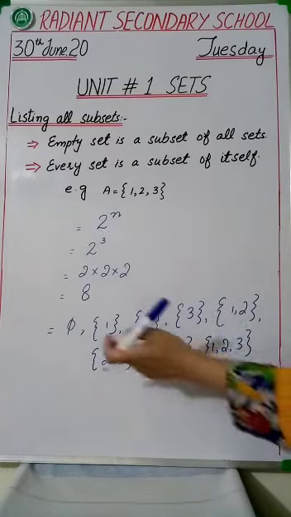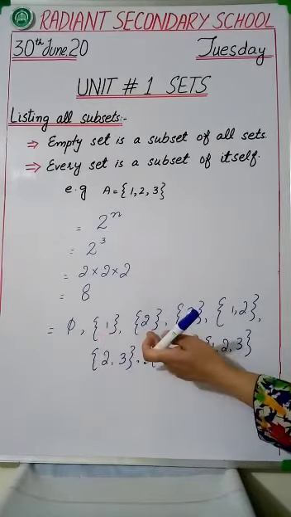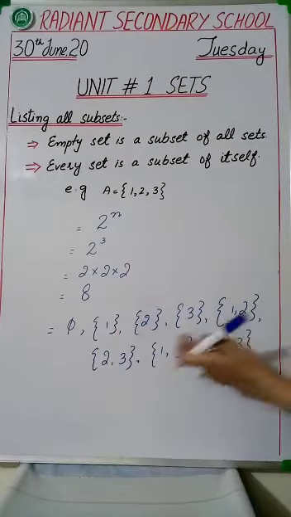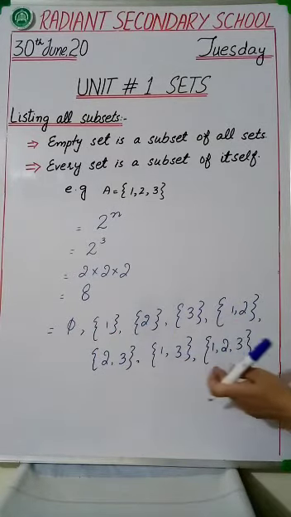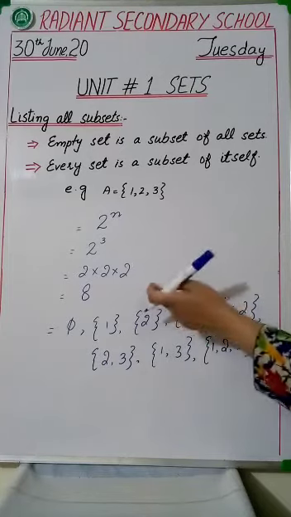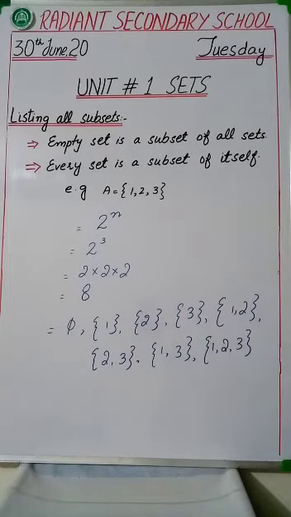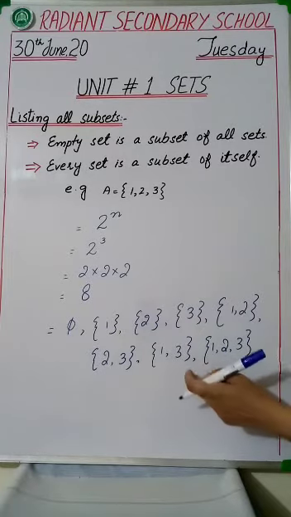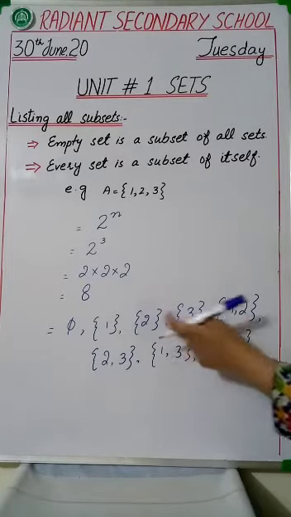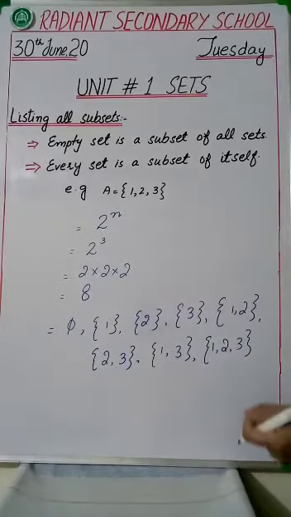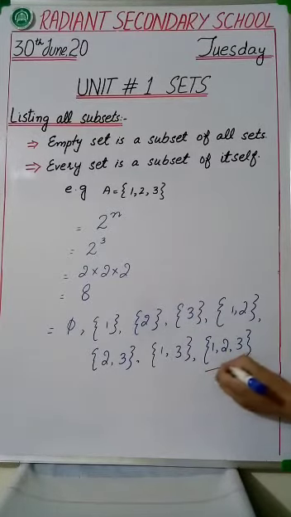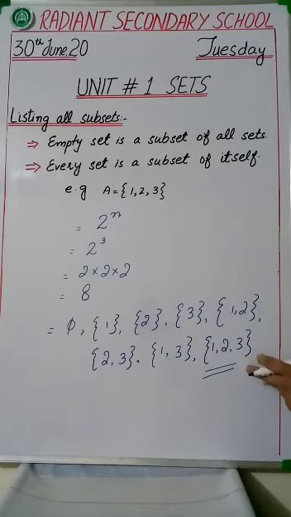So now you can see that you have made all the subsets of this set. Now count them: 1, 2, 3, 4, 5, 6, 7, 8. And according to the formula, we have found all the subsets of this set. So here you see that all these sets till here are the proper subsets of this set. But the last one, the set itself, is the improper subset of this set.